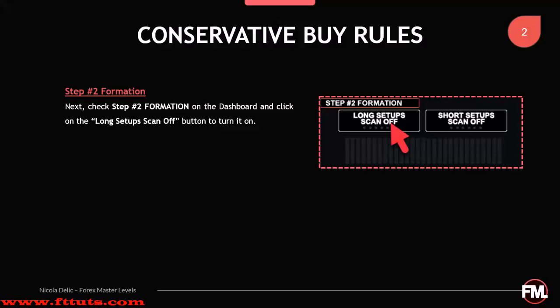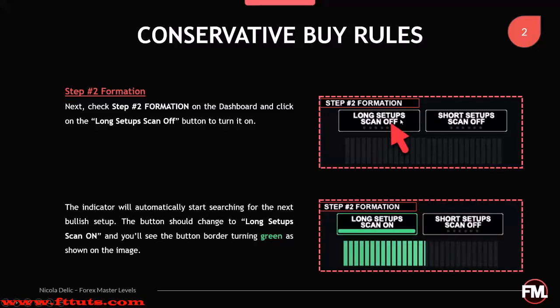Step 2. Formation. Next, check the Step 2 formation on the dashboard and click on the Long Scan Off button to turn it on. So all you need to do over here would be to click this button. The indicator will automatically start searching for the next bullish setup. The button should change to Long Setup Scan On, and you'll see the button border turning green as shown on the image. Of course, it's going to look something like this.